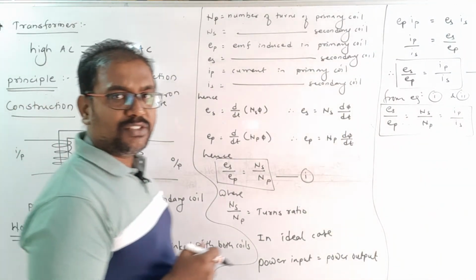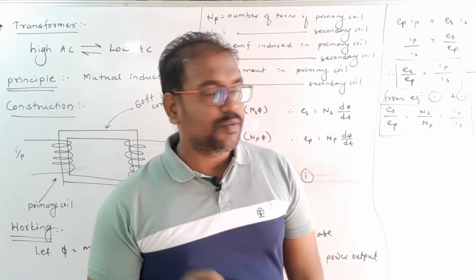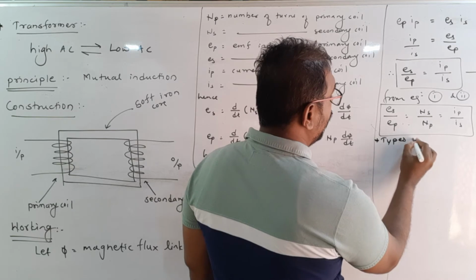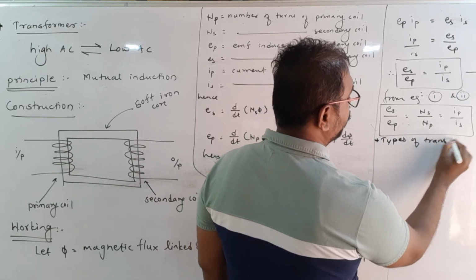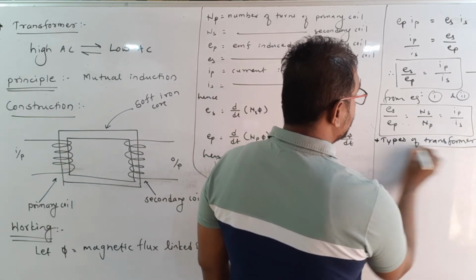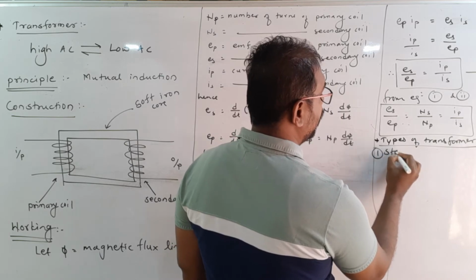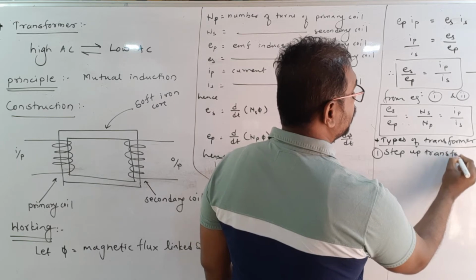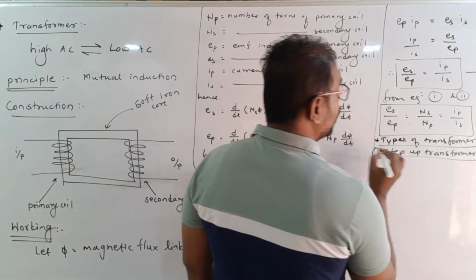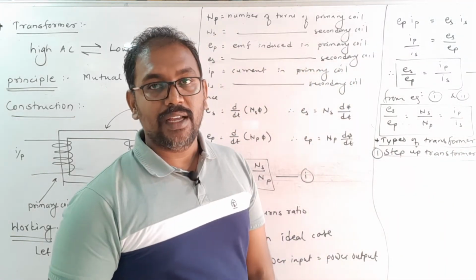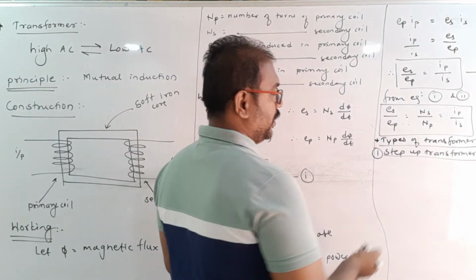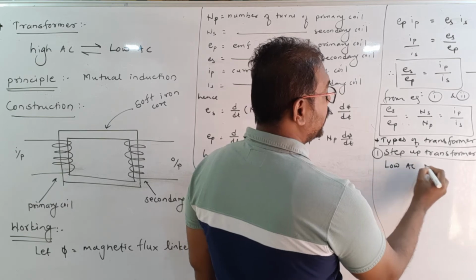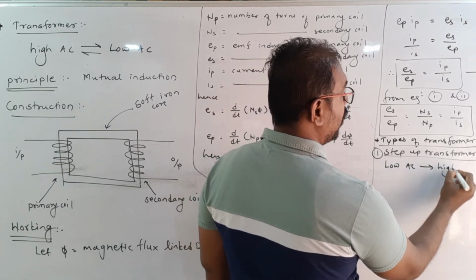So based on this, there are two types of transformer. Those types of transformer we also have to discuss. Types of transformer. The first one is the step up transformer. Step up means we are increasing the voltage. It converts low AC to high AC.